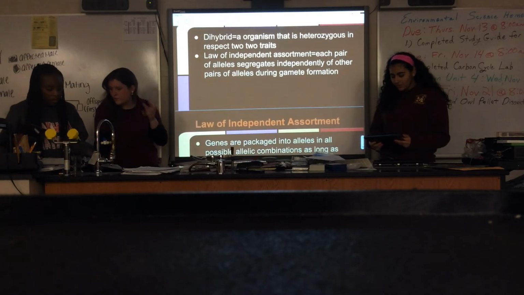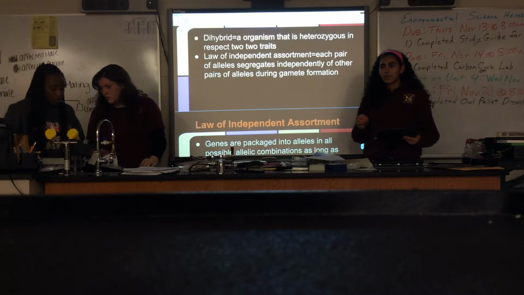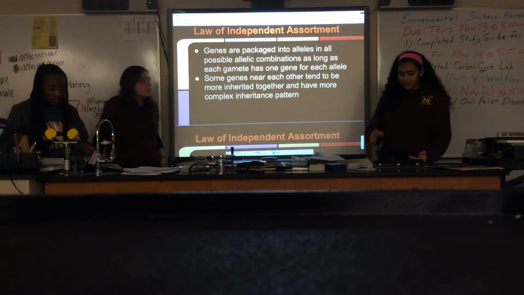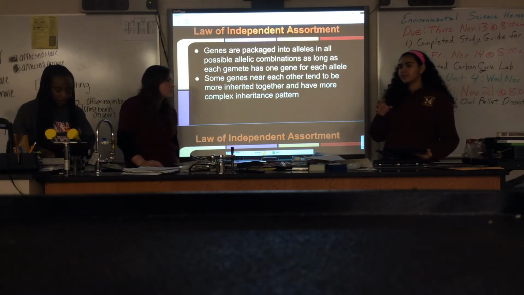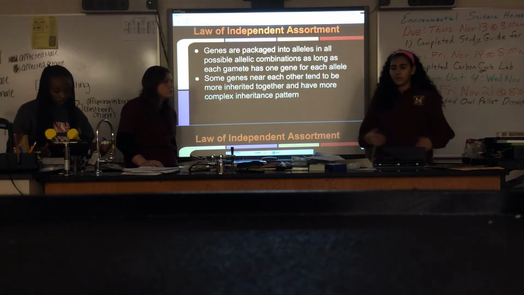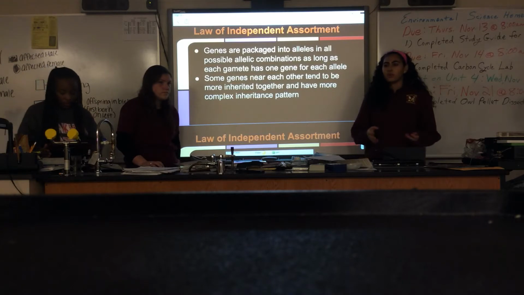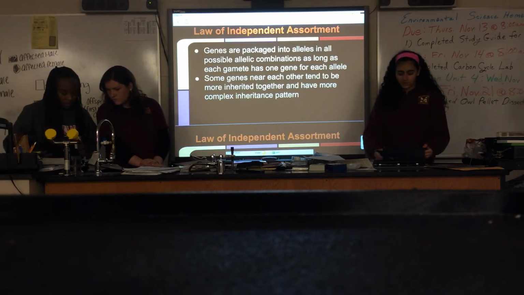Basically, in gamete formation the alleles themselves are going to separate out in random order. You can have any allele combination as long as each gamete has one gene for each allele. But the truth is, as we've gone further in science, we found that this law isn't as true as we used to think it was, because when genes are close to each other, it does affect gamete formation and how genes are assorted.